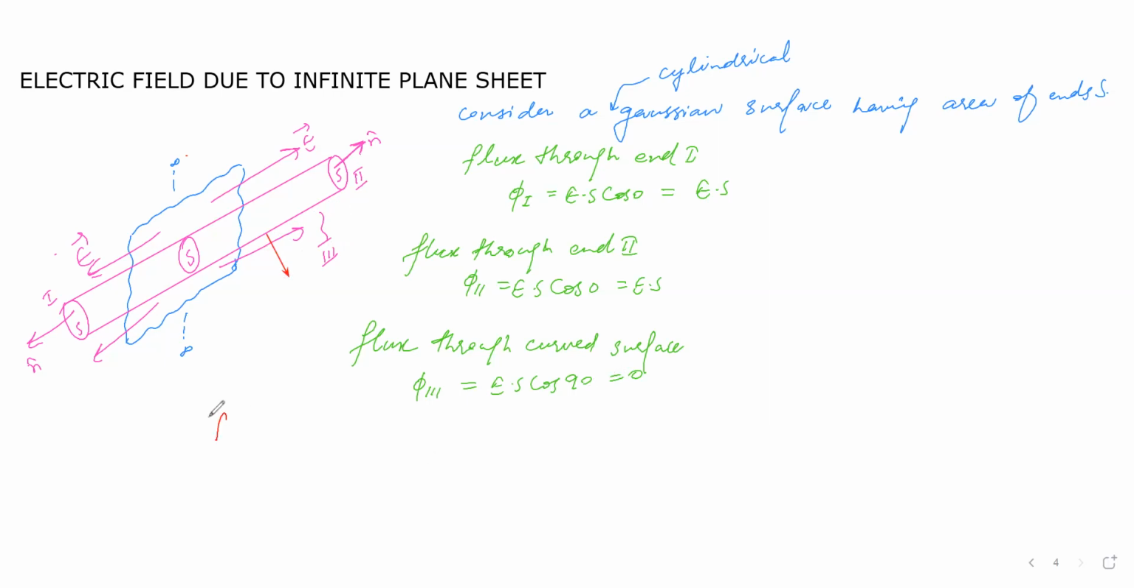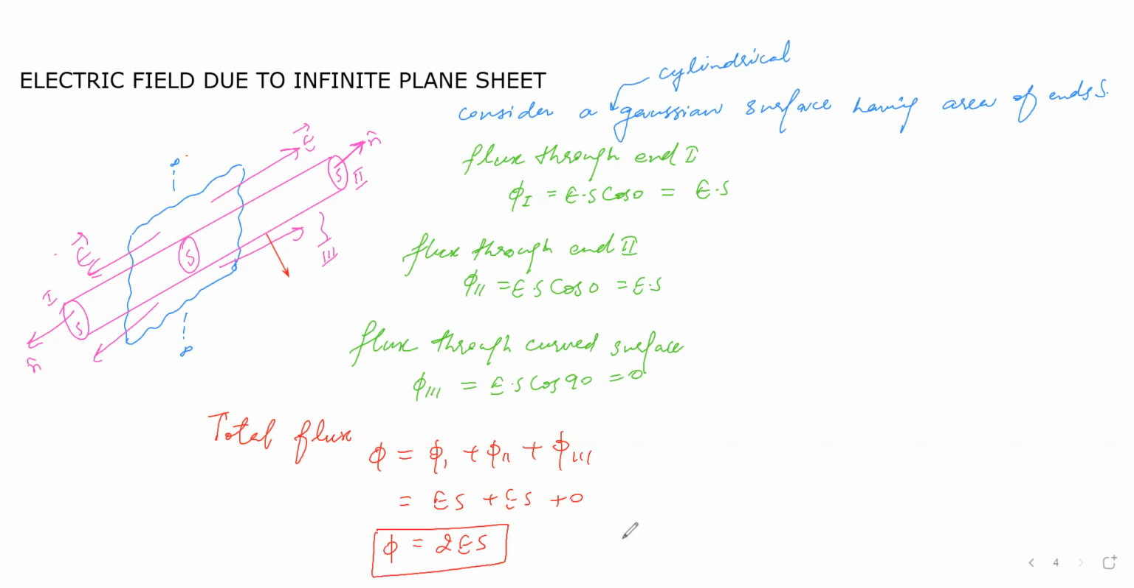Now, total flux. What is your total flux? Total flux phi is equal to phi 1 plus phi 2 plus phi 3. Phi 1 and phi 2 are ES plus ES, plus 0. Finally, you get 2 ES. Note it down, please: phi is equal to 2 ES.